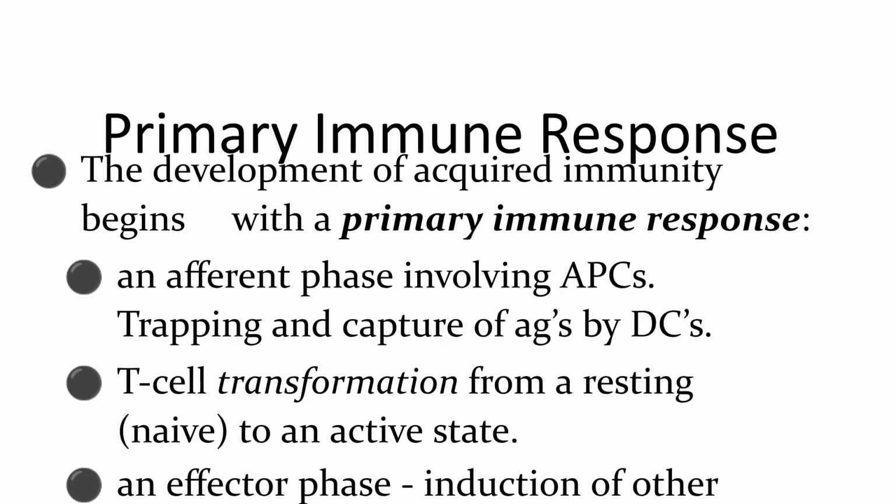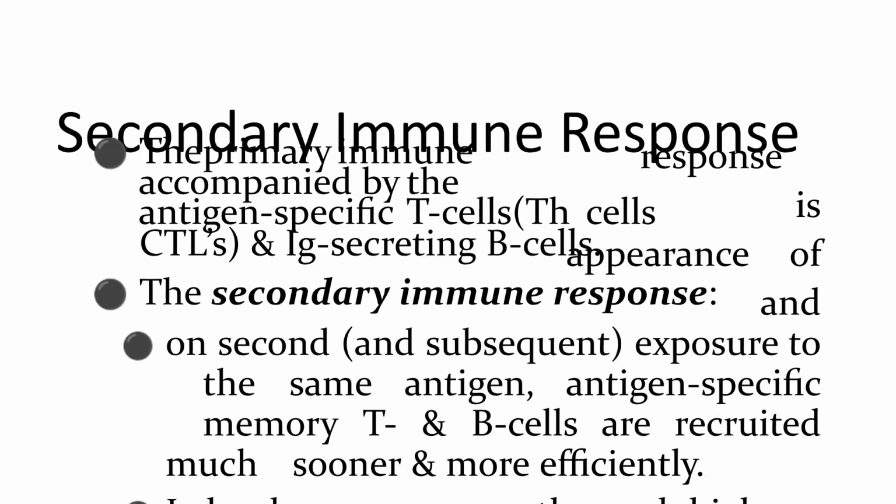This involves an afferent phase with antigen-presenting cells trapping antigens, leading to T cell transformation. The effector phase involves activated T cells, inducing other cells like B cells and macrophages by secreting cytokines. The primary response includes the appearance of antigen-specific T cells and Ig-secreting B cells.